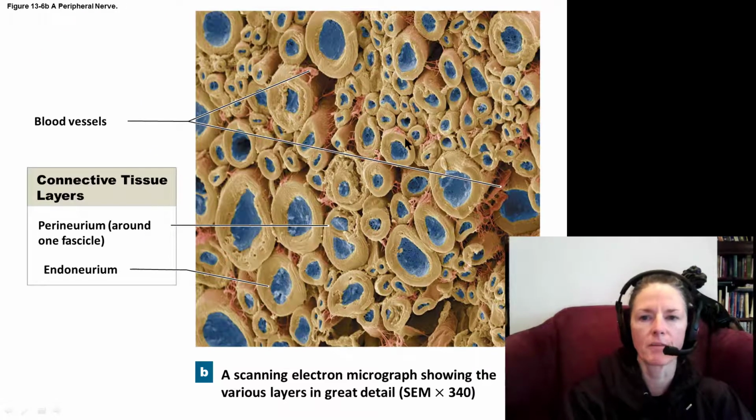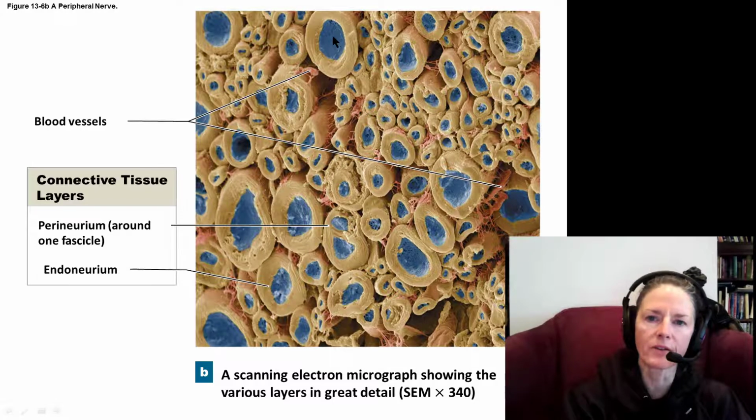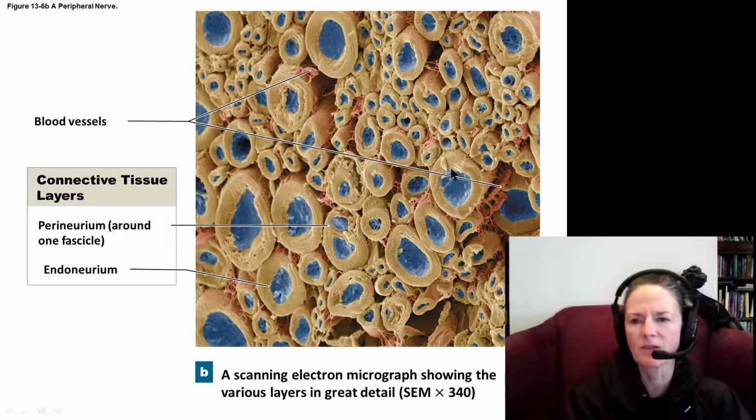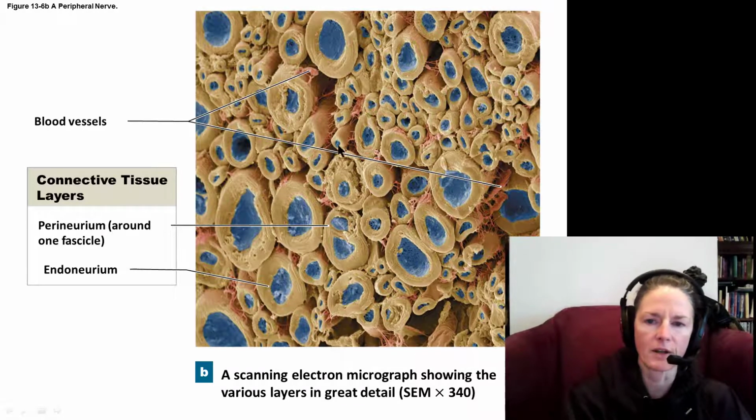Now here's an electron micrograph. We can see individual axons in here. We can see some coverings here. These are mostly myelinated axons. This is actually a pretty small segment here. So I think we're looking probably at a fascicle with individual axons. It says perineurium around one fascicle here.